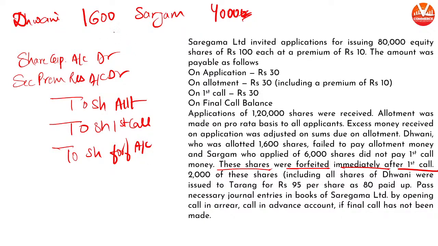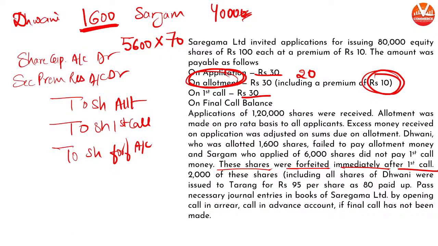Now, we are forfeiting how many shares? We are forfeiting 5,600 shares, on which the called up value is 30, 20 and 30. The called up value is 70 because the final call is not yet made. On these 1,600 shares, Dhwani is not paying allotment, and at the time of allotment there is premium. So on 1,600 shares, 10 rupees premium is also not received. So premium is not received, therefore we have debited securities premium reserve.